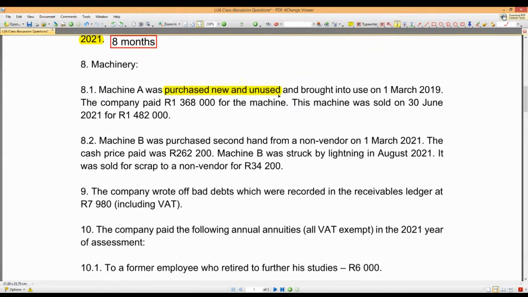We purchased our machinery new and unused on 1 March 2019. We paid 1,368,000 for the machine, and we sold it on 30 June 2021 for that value. Okay, so what you see here is we have sold it for more than its original cost. So 1, we will have a recoupment for the portion that we've already deducted, and 2, we would have a capital gain which we need to take into consideration.